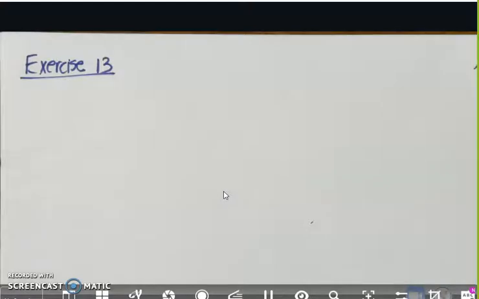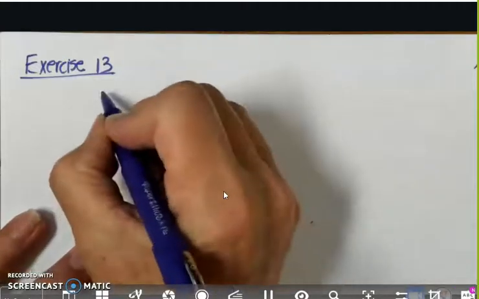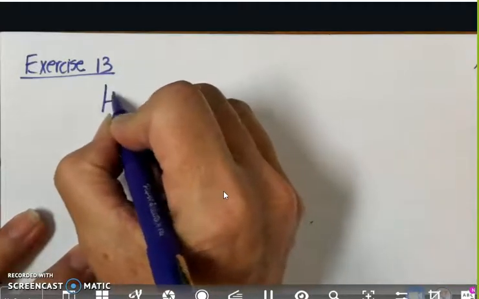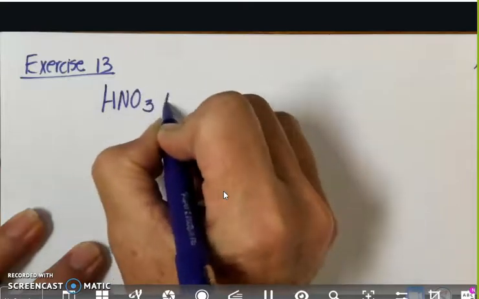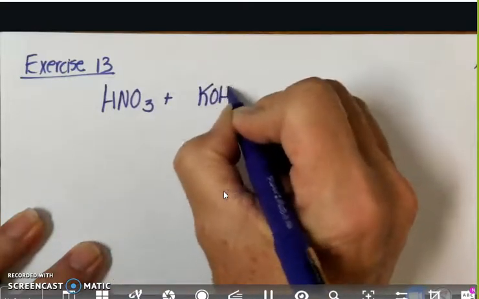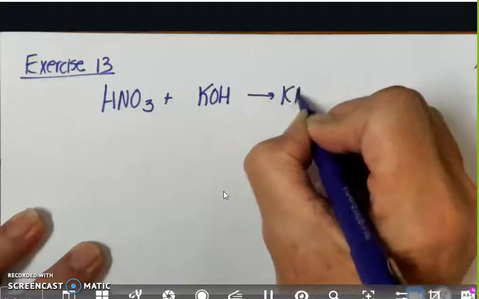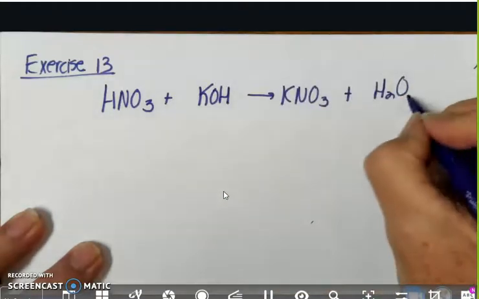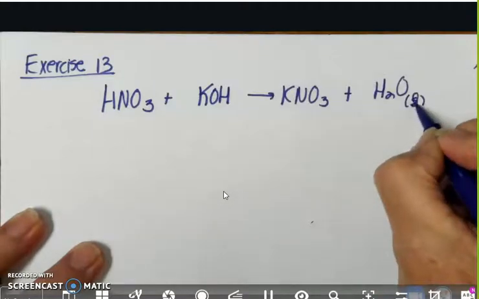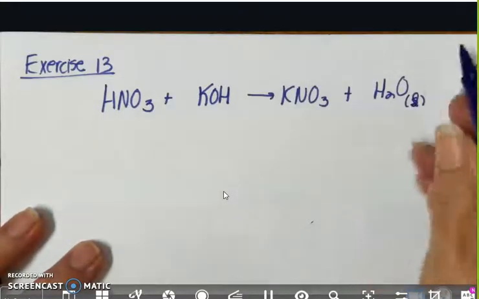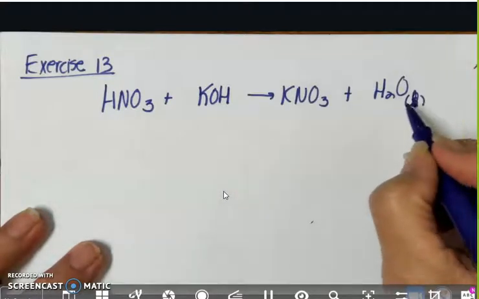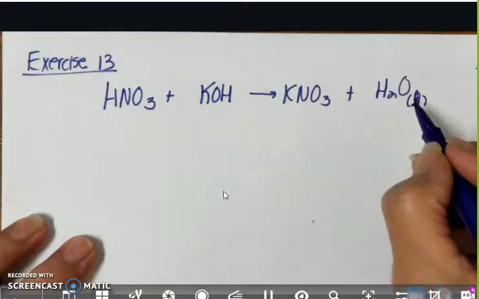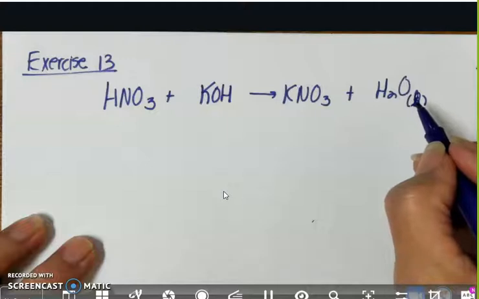So let's do it exactly how we did it. Let's write our equation first. I have nitric acid and potassium hydroxide. That goes to potassium nitrate and water. Now what's interesting about this is that water is a liquid. It's not a solid, it's a liquid, right? That's sort of our product. It's not a precipitate, but it's not an ion either.